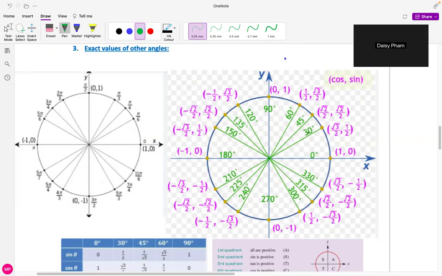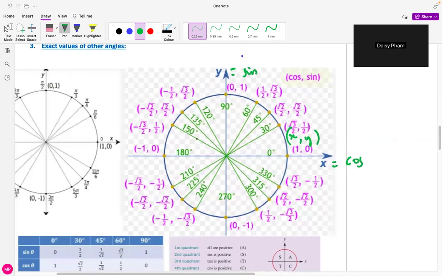As you go up, it increases: 30, 45, 60, and so on. And what does the point represent? The point is x and y, as you know. So x is the cos and y is the sine. If I'm looking at this point here, which is 30 degrees, x is root 3 over 2, and x is the cos value of the angle, which we call theta. So cos of 30 will be root 3 over 2, okay?